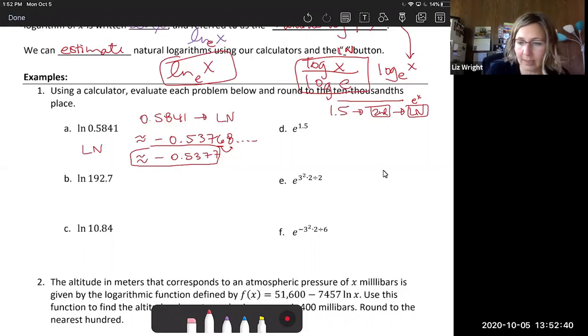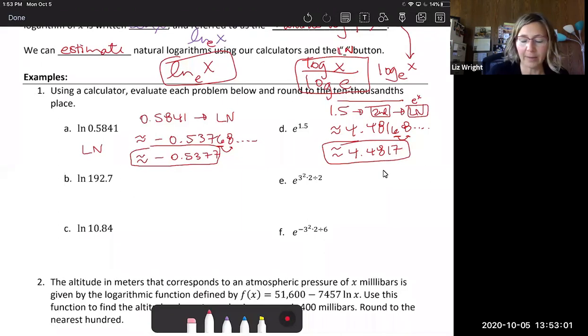And then that one gives me 4.48168, and that keeps going. So then you need to do tens, hundreds, thousands, 10,000ths. And so it's going to be approximately 4.4817. Okay, so try your next two and see what you get.